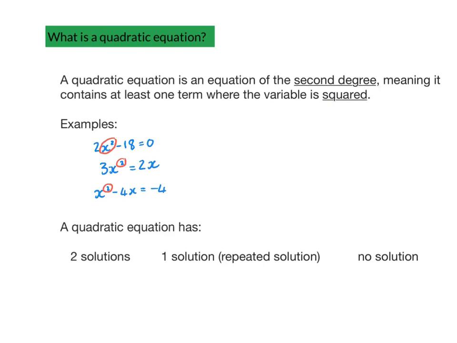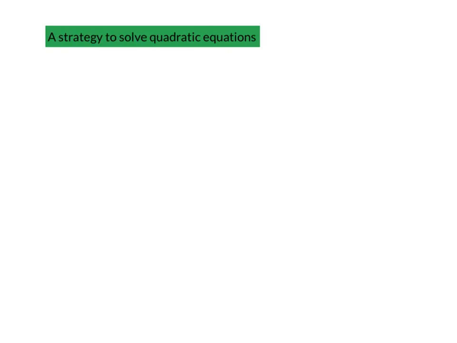Now, something to remember with quadratic equations is usually you're going to get two solutions. Sometimes you could get one solution, which is generally the two solutions repeated, or you could get no solution. So quadratic equations have up to two solutions. We're going to look at a strategy to solve quadratic equations.